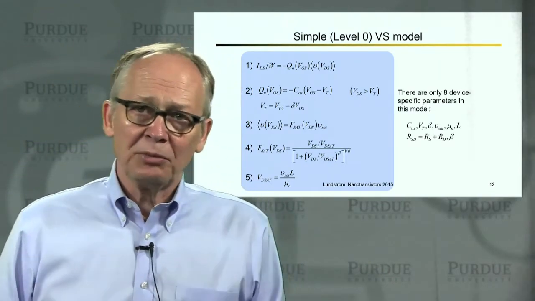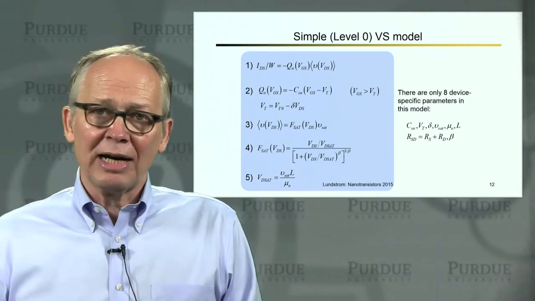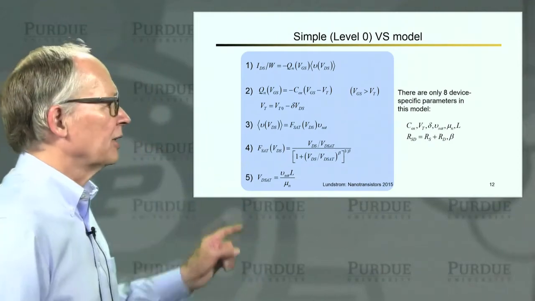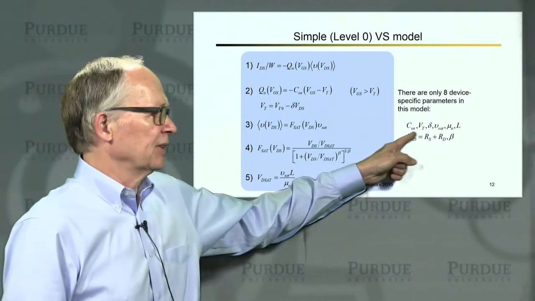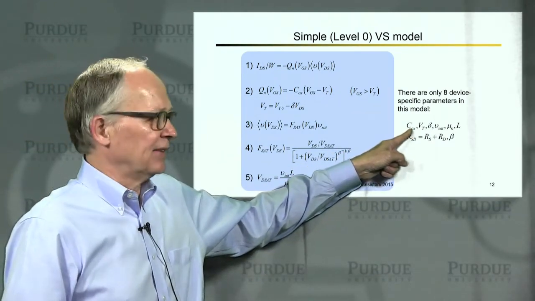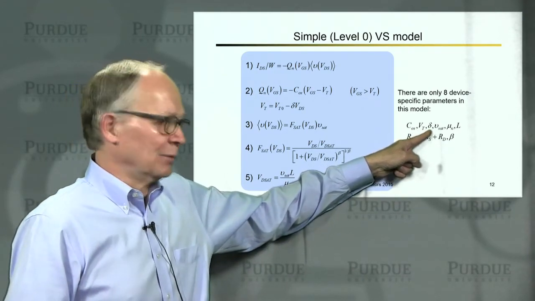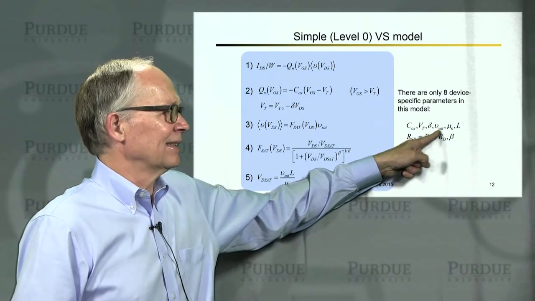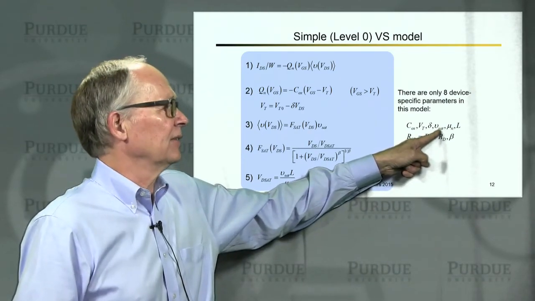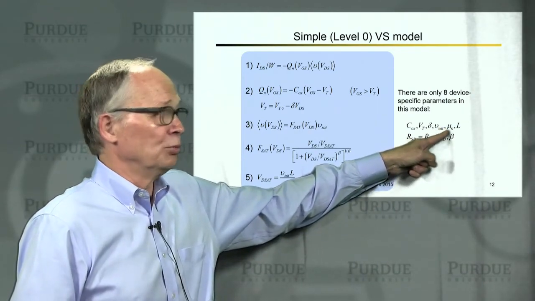So it's a very simple model. There are only 8 parameters in this model. Most of them have clear physical significance. This is the capacitance of the gate insulator. This is the threshold voltage of the transistor. This is the DIBL parameter of the transistor. This is the high field saturation velocity of electrons in silicon. This is the mobility of electrons.